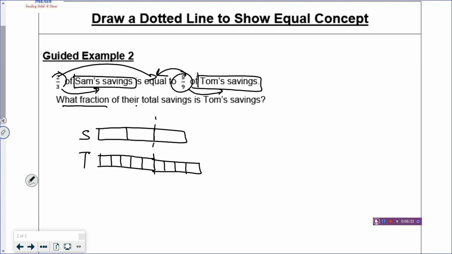So what fraction of their total savings is Tom's savings? Can I put a question mark? We can't, then we don't put. Okay, so what do we do now? The model is done already. So the model looks like this, very, very plain and simple.